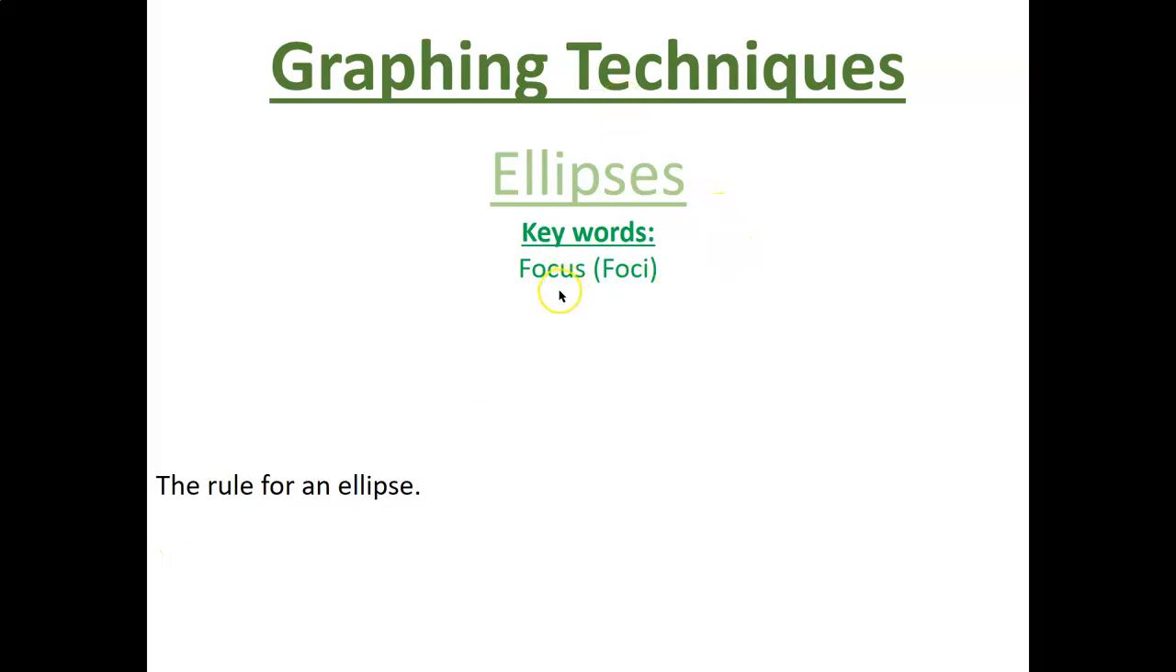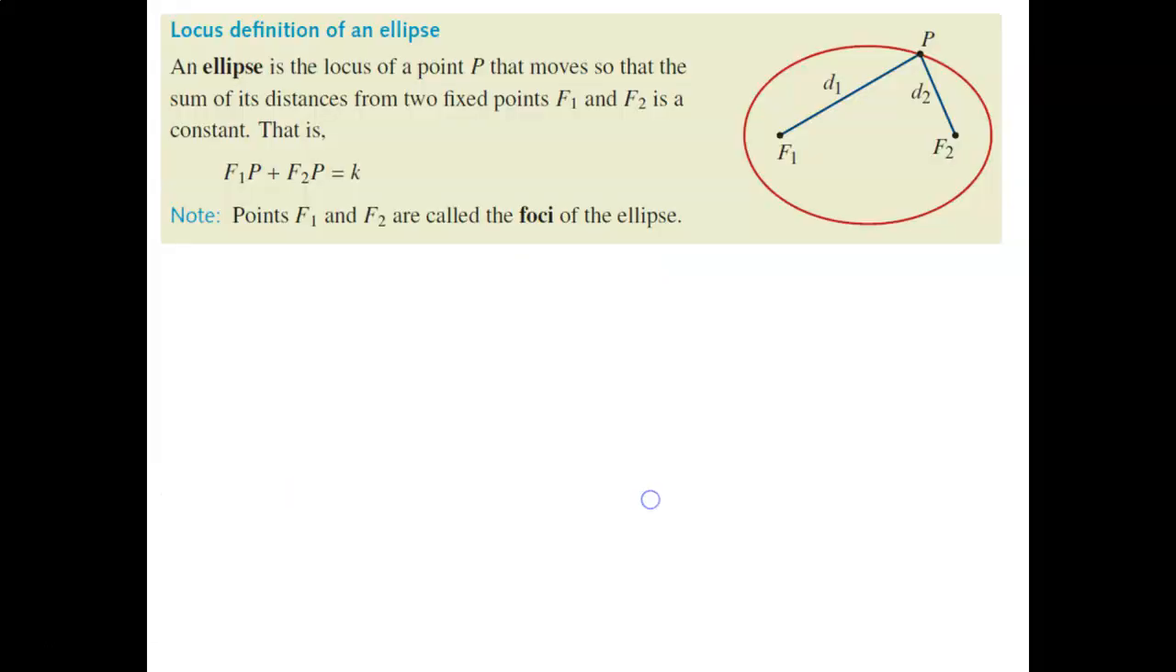Ellipses. So similar to locus and loci, the plural of focus is foci, not focuses. Okay, so the locus definition of an ellipse is the point that moves so the sum of its distances from two fixed points remains constant. So here are our foci, F1 and F2, and this distance here plus this distance here remains the same. D1 could get shorter or longer, D2 could get shorter or longer, but D1 plus D2 remains constant.